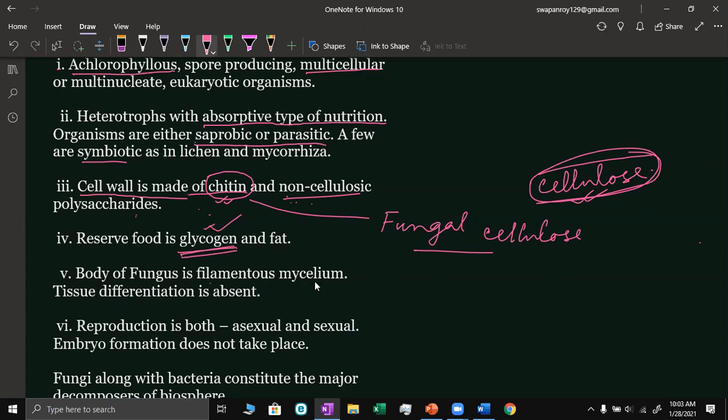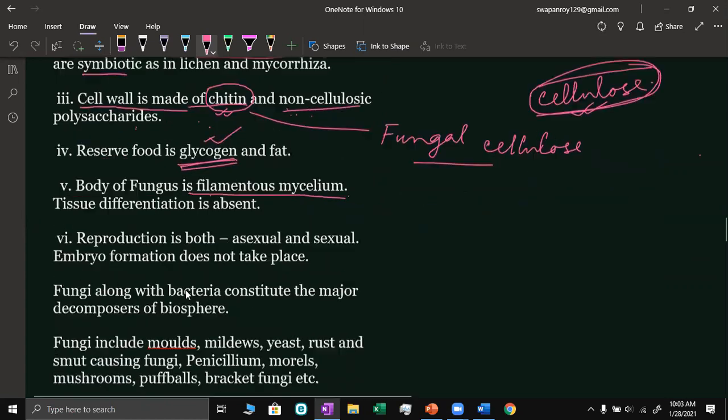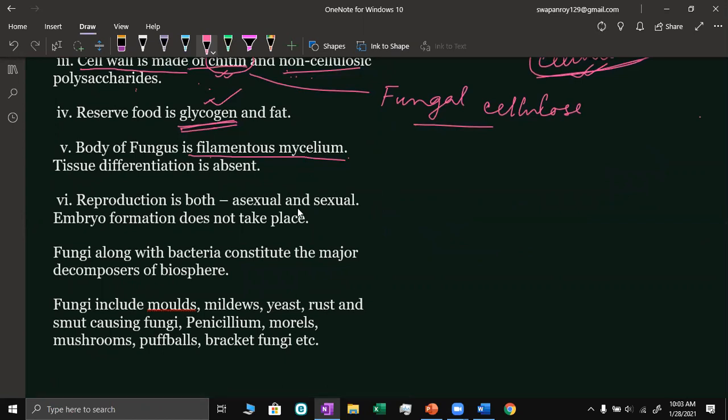Body of fungus is filamentous mycelium. Tissue differentiation is absent. Reproduction is vegetative, asexual, and sexual. All types of reproduction are there. Fungi along with bacteria constitute the major decomposers of the biosphere. This point you should remember. They decompose the bodies of other organisms, animals and plants. So they help very much in nutrient cycling in this biosphere.